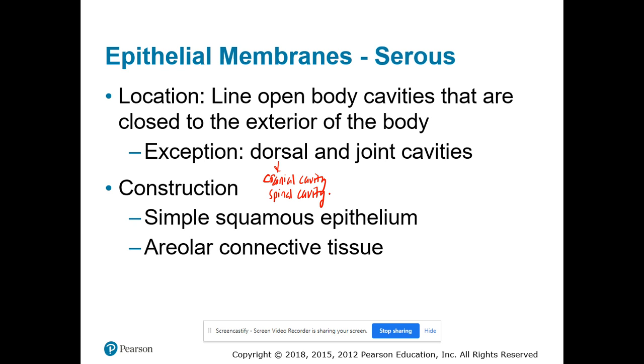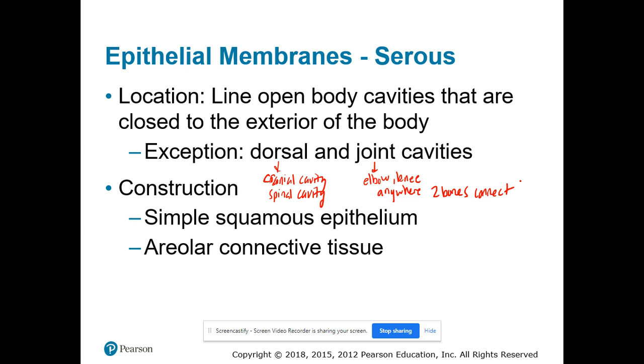The other one is your joint cavities. So joint cavities, these are going to be things that are going to be found at your elbow or your knee or your hip, anywhere where two bones connect.